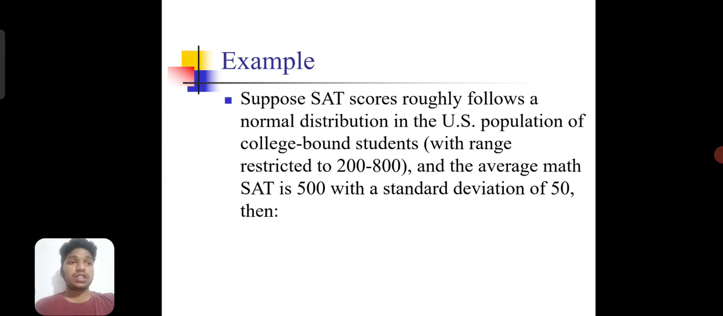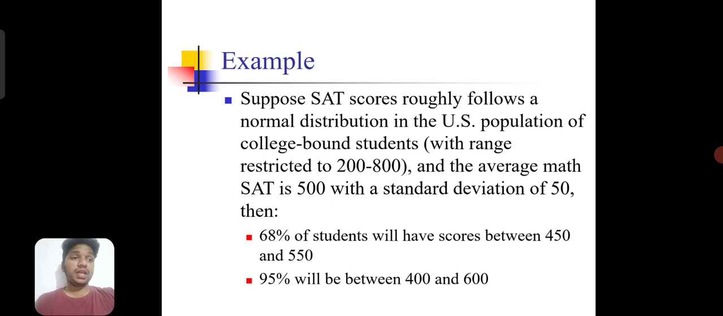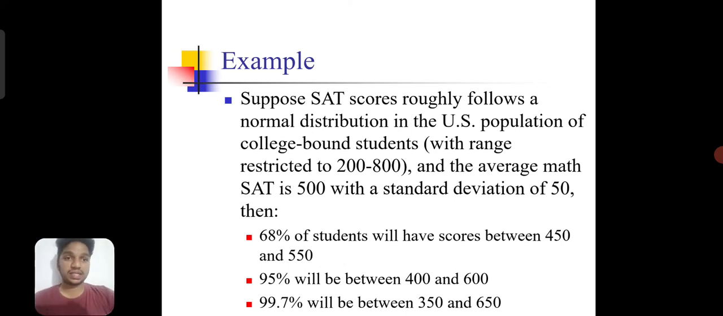Example: suppose a set of scores roughly follows a normal distribution in the US population of college-bound students, with the range restricted to 200 to 800. The average math SAT is 500 and the standard deviation is 50. Then 68% of students will score between 450 and 550. 95% will be between 400 and 600. 99.7% will be between 350 and 650.